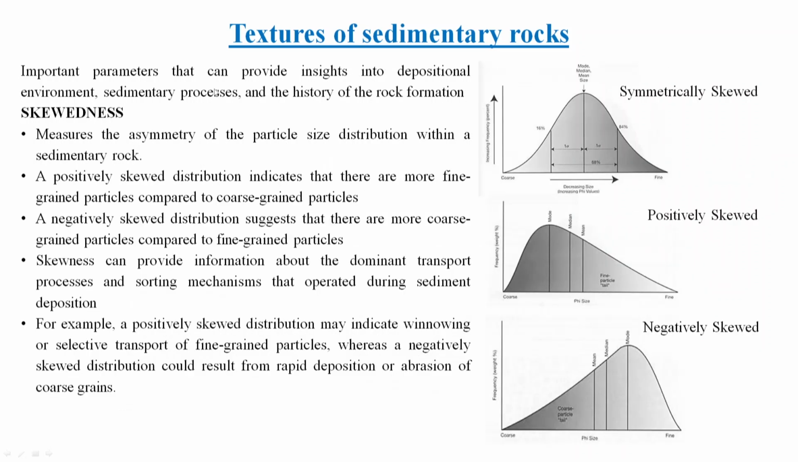Then you have another statistical reference, that is skewness or skewedness. So, it measures the asymmetry of the particle size distribution within a sedimentary rock. So, if I am saying that a specific rock is giving you a very symmetrically skewed distribution of the particle size, then I will say that in terms of frequency, there is a uniform distribution of your larger particles as well as your smaller particles.